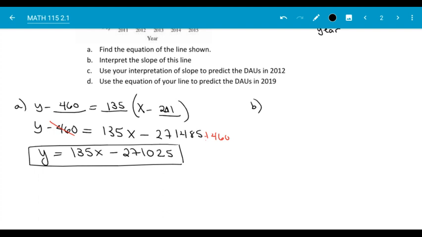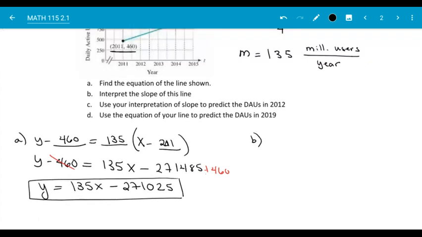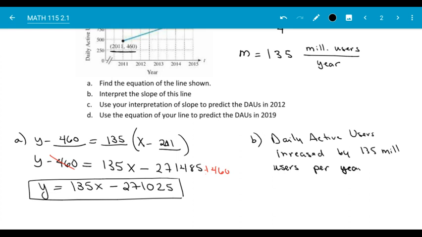In part B, they ask us to interpret the slope. So when I'm interpreting slope, typically what I look at is the question, were we positive or negative? We're positive. So if we're positive, are we increasing or decreasing? Increasing. So our daily active users increased by 135 million users per year. That would be our interpretation of the slope.